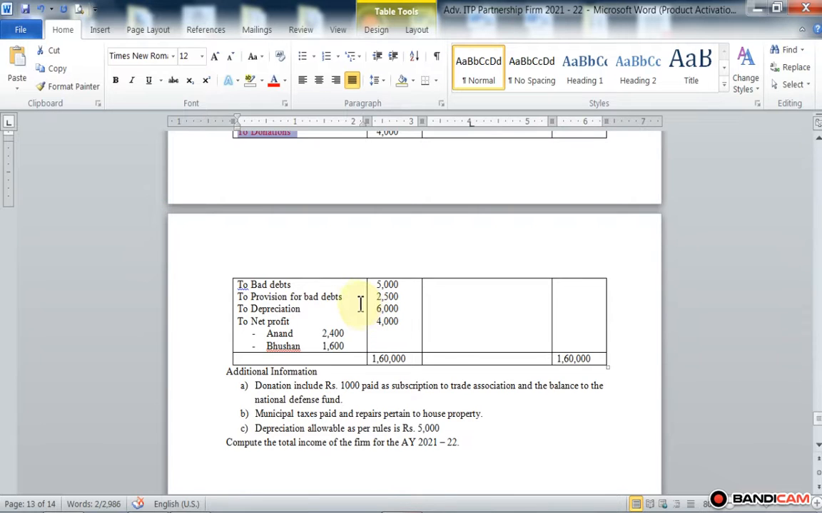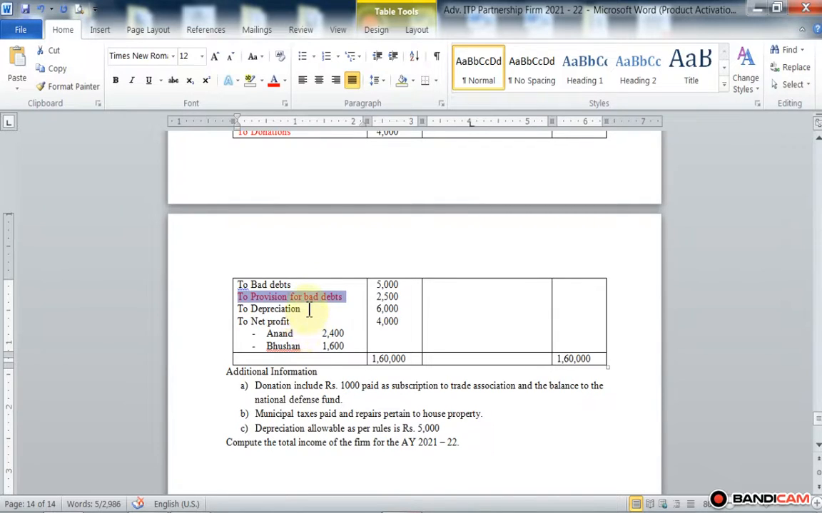Then provision for bad debts amounting to rupees 2500. So any provision is disallowed. Provision for bad debts is disallowed. Then to depreciation 6000. So here depreciation is an allowable expenditure of the firm.